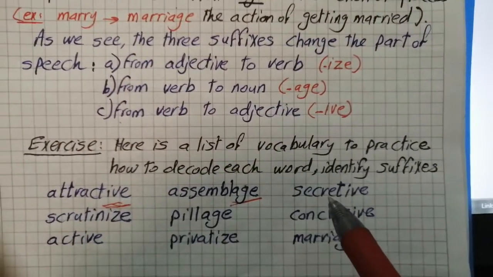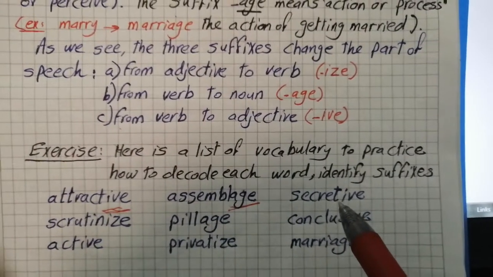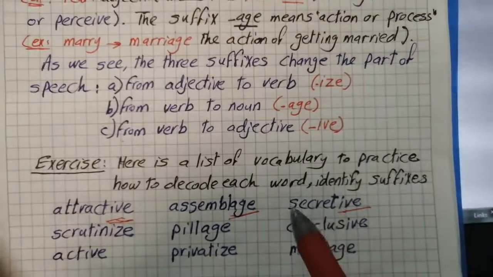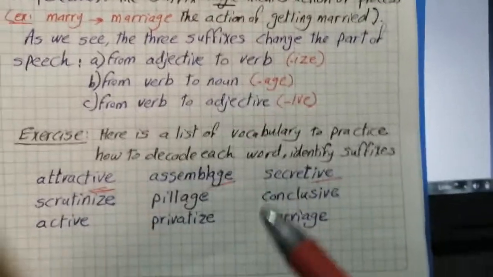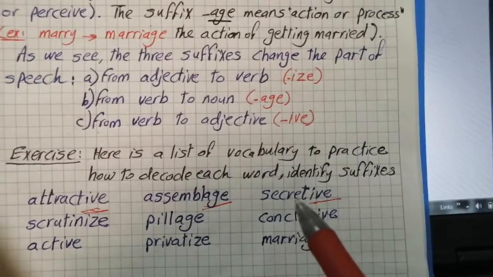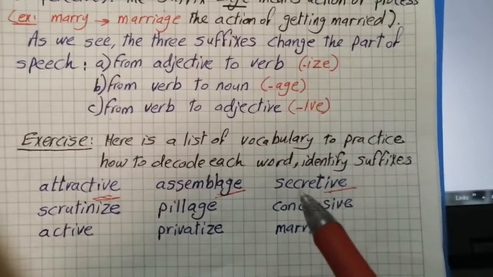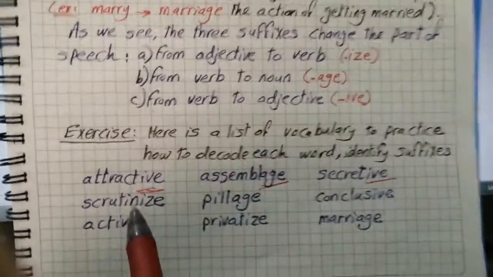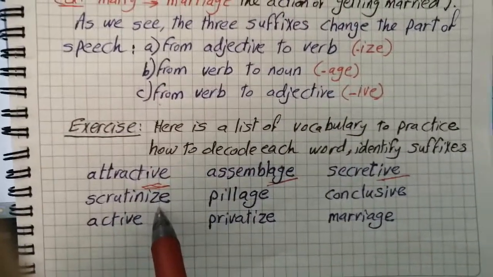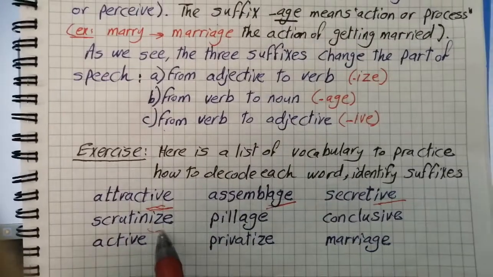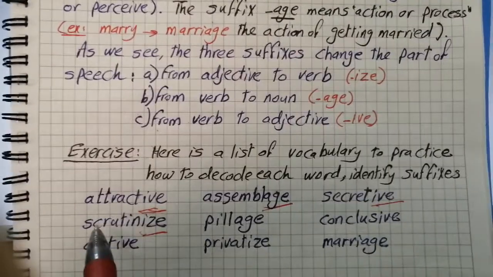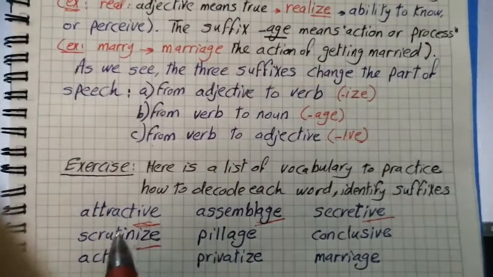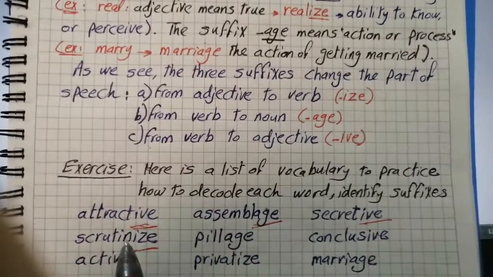Third word, secretive. The suffix is IVE, and the base word is secret, something which is unknown to others. The adjective secretive: if somebody is secretive, he always hides his feelings. And scrutinize: the suffix is IZE, and the base word is scrutiny. When I add IZE, I change it from a noun into a verb, scrutinize.